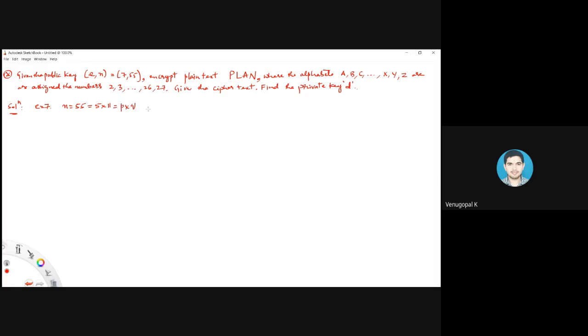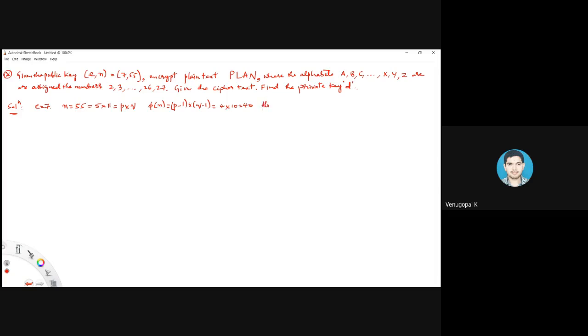Then for this N, we have the totient phi of N. Since both numbers are prime, we have P minus 1 into Q minus 1, which is equal to 5 minus 1, 4, into 11 minus 1, 10, which is equal to 40. Okay, so this is our totient. Then observe that E is already chosen to be 7, and definitely E, that is 7, and phi of N, 40, are co-prime, relatively prime.